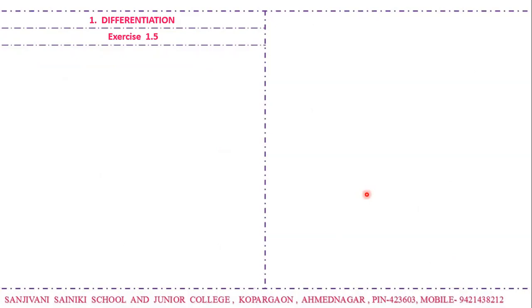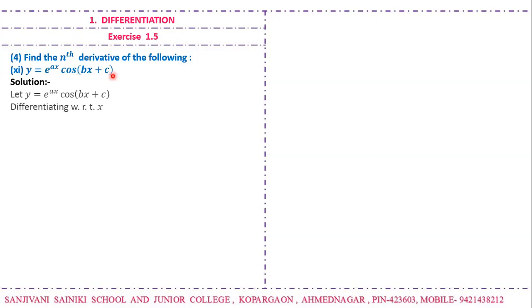The next example is: find the nth order derivative of y equals e raised to ax cos of (bx plus c). Now y is equal to e raised to ax cos of (bx plus c). Differentiating with respect to x, dy by dx is the derivative of the given function.